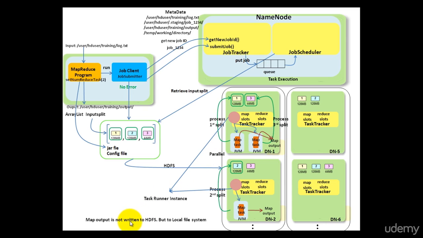It is an important point to remember. Map output is not returned to HDFS cluster. Rather, it is returned to the local file system. Suppose enough resources are not available in the cluster to run all the 3 map tasks in parallel, then the tasks are run sequentially.